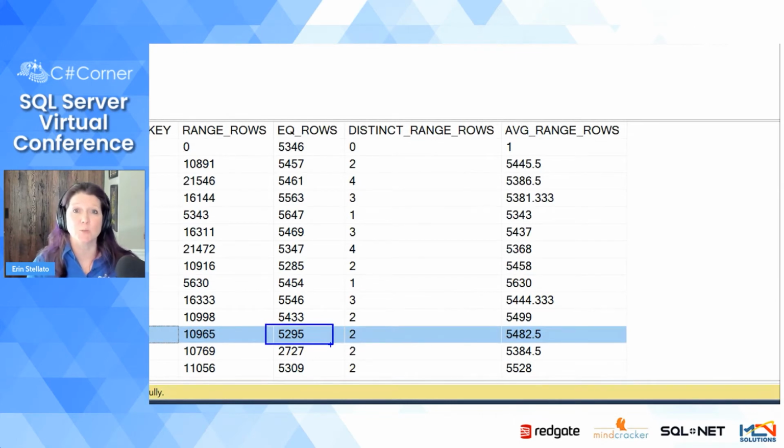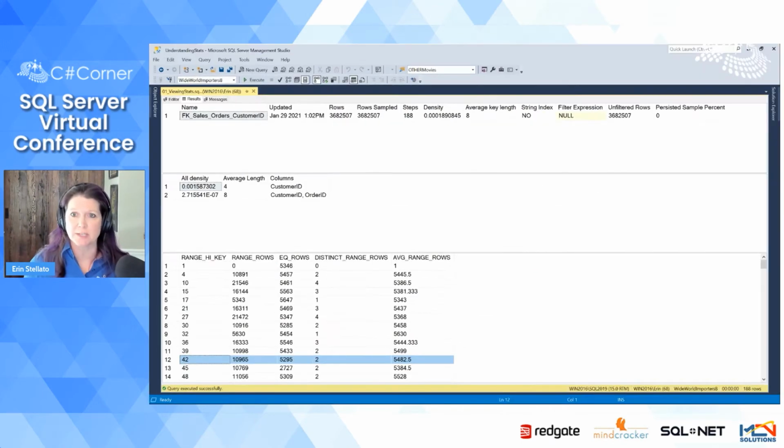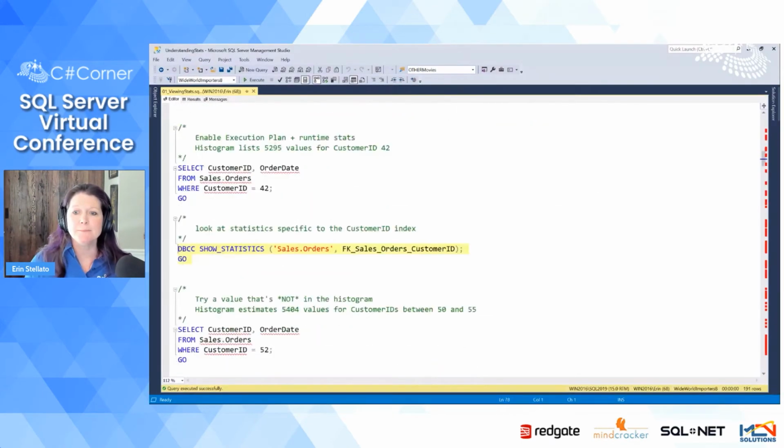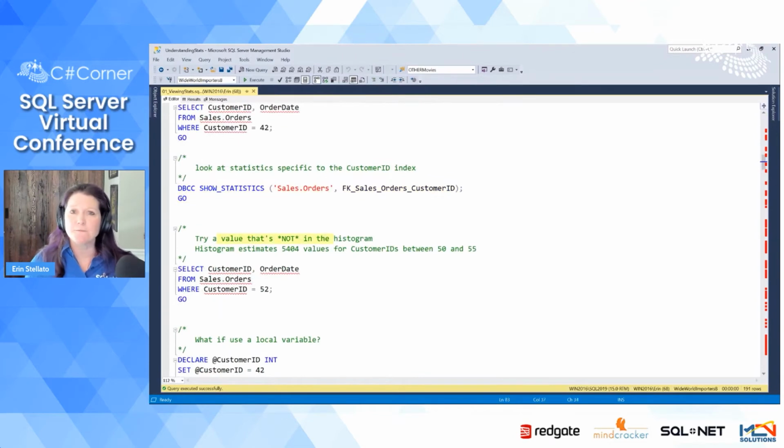So this is a case where what SQL Server thought was actually correct. Our statistics are accurate, they're up to date. Now, as I said, not every value can fit into the histogram. So what happens if we query for a customer ID of 52, which is not in the histogram?